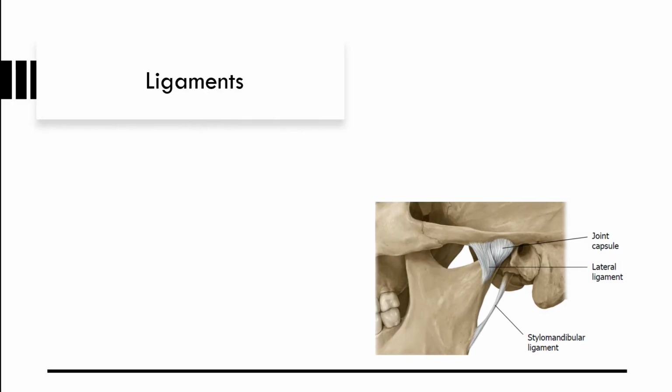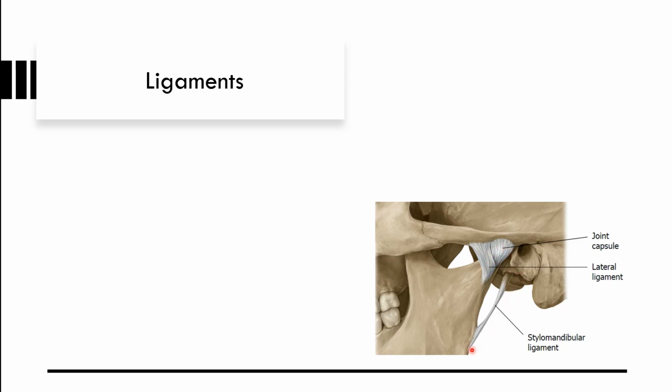So coming to ligaments, we can see here the joint capsule itself, which attaches to the articular margins of the joint, and we can see this is the lateral ligament, which is the strongest ligament of the temporomandibular joint, which covers the lateral side. The fibers are running downwards and backward, and these are the true ligaments of the temporomandibular joint.